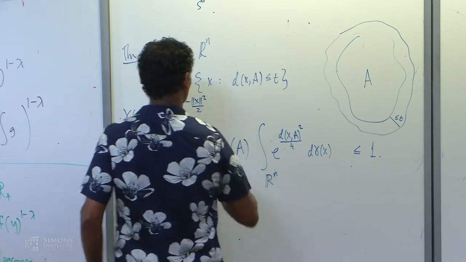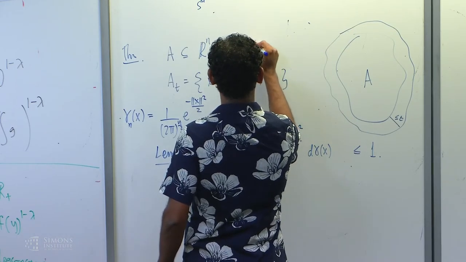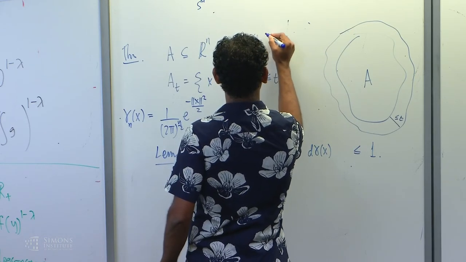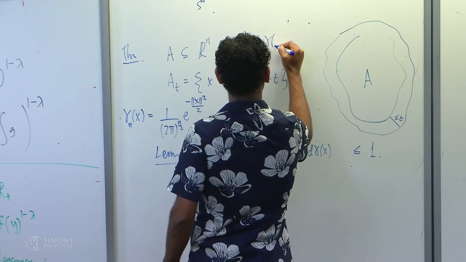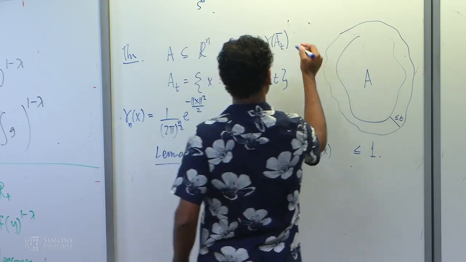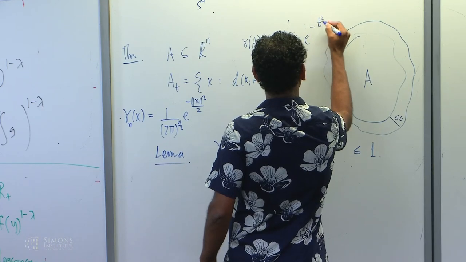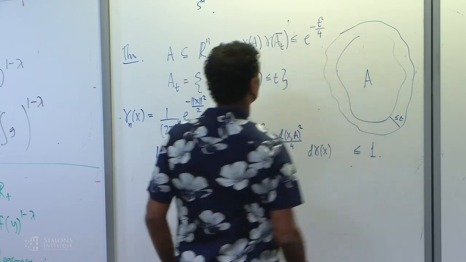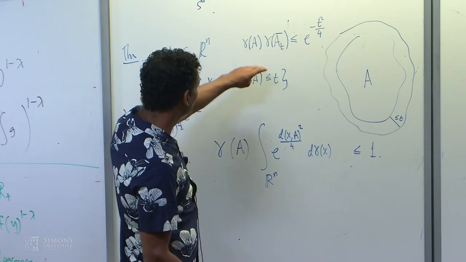And from this lemma, the conclusion we'll get about A_t is that the measure of A_t times the measure of the complement of A_t, so what's far from the set, is at most e to the minus t squared over 4. Okay, good. So this is actually the application. Okay, so this you'll be happy with.